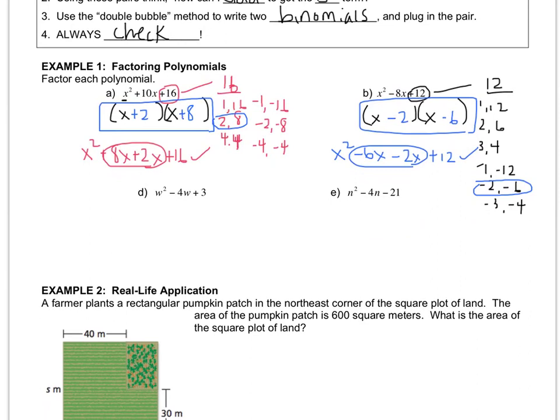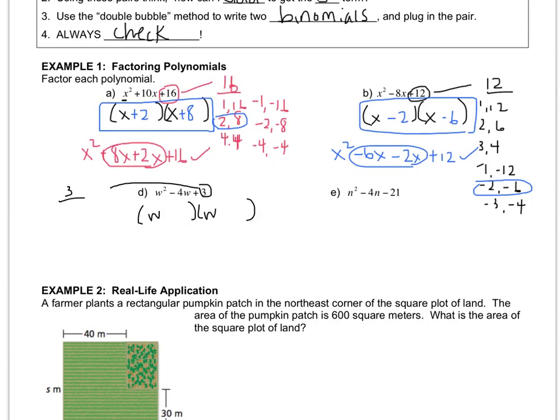Let's do some more just to reinforce. Letter D. Set up your double bubble, but in this case, it's going to be W because that's your variable, so W, W. Pull your 3 out to the side. I'm just going to go to the left because I have more room.